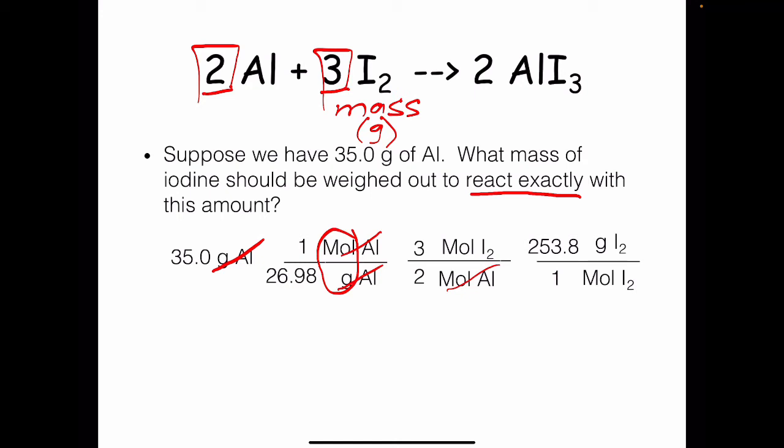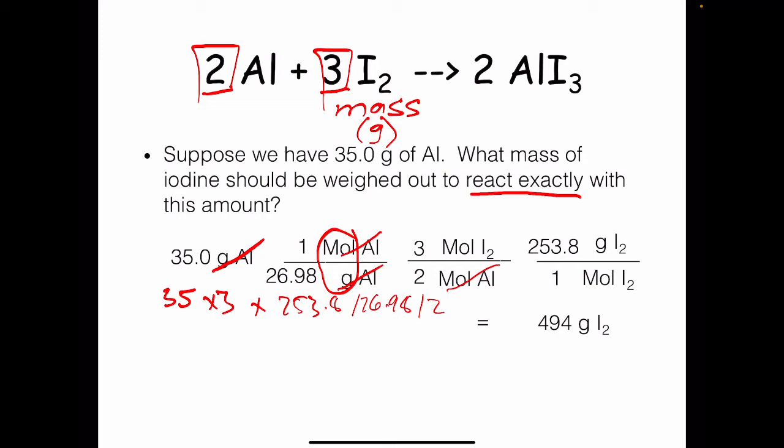When we put this in the calculator, we're going to take 35 times 3 times 253.8. I'm just going to multiply straight across the top. And now I'm going to divide every time I see something on the bottom. So I'm going to divide by 26.98 and then divide by 2. And remember, this format just means you don't have to use any parentheses in your answer. You can still do this using parentheses if you're comfortable doing that, but it's not necessary if you just divide each step when you see something on the bottom. This gives us 494 grams of iodine.